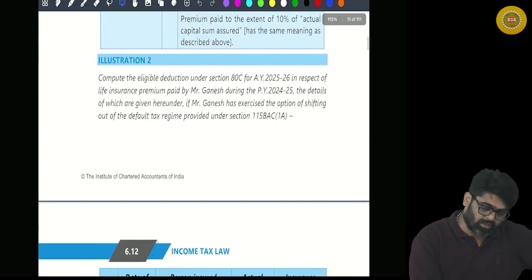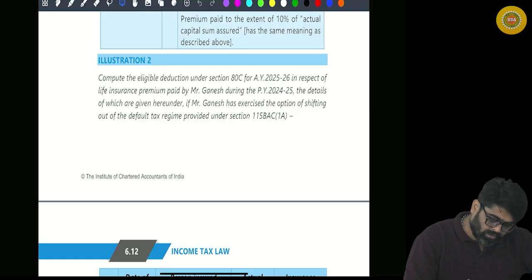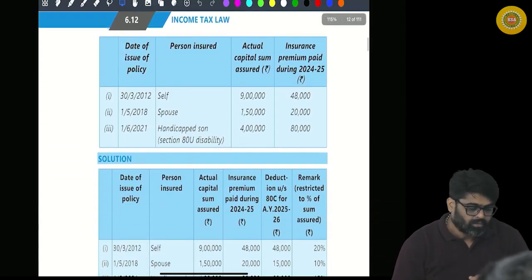Now, who is the assessee? Come on, tell me. The assessee is an individual. Now tell me, is this individual making the payment of premium?